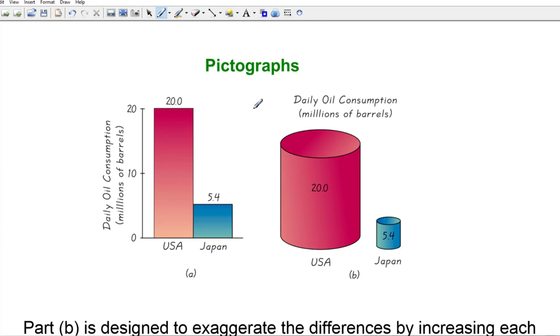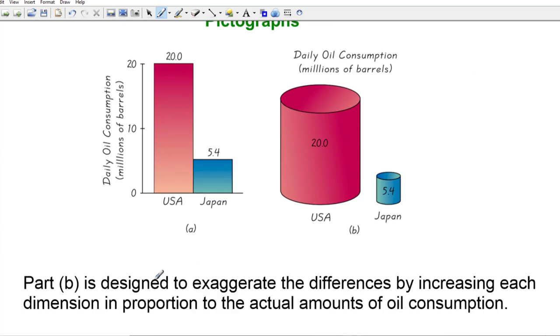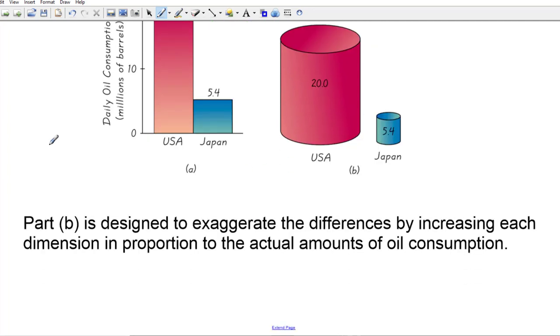Here's another one using a pictograph. Part B, which is over here, is designed to exaggerate the differences by increasing each dimension in proportion to the actual amounts of oil consumption. So here we have USA, and the daily oil consumption would be 20, and Japan is 5. And they put this big giant barrel here to show. So there is a pretty big difference here because it's exaggerating. So you just need to be very careful about looking at graphs.